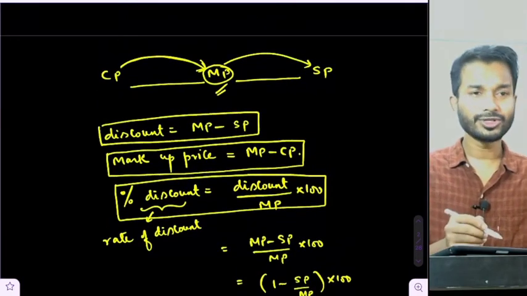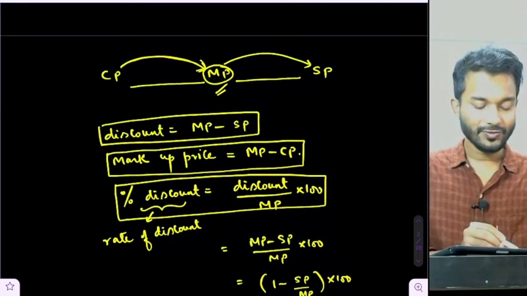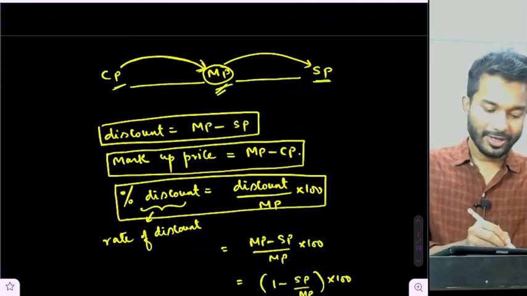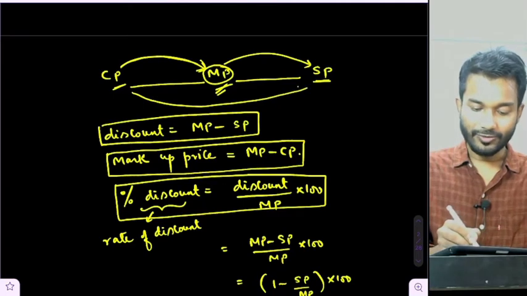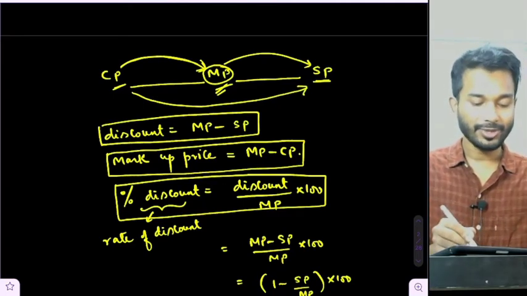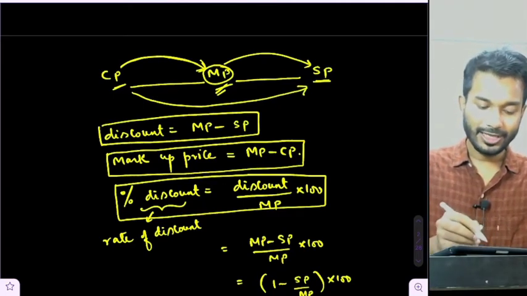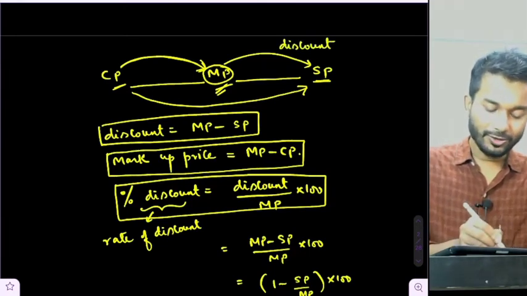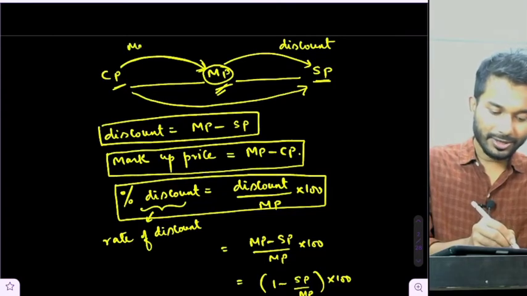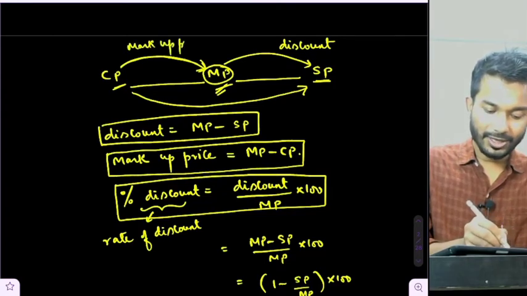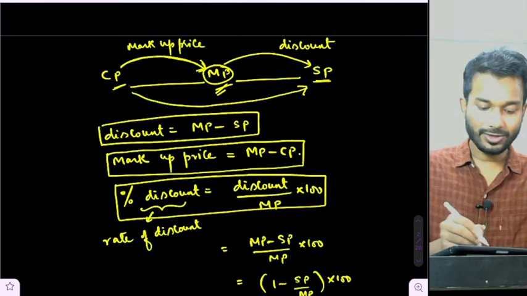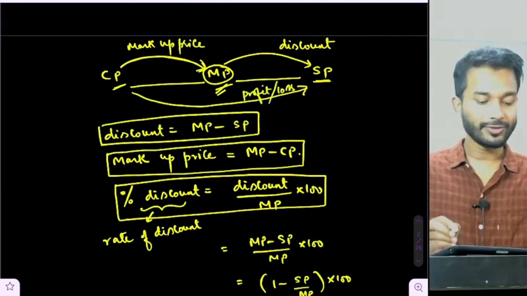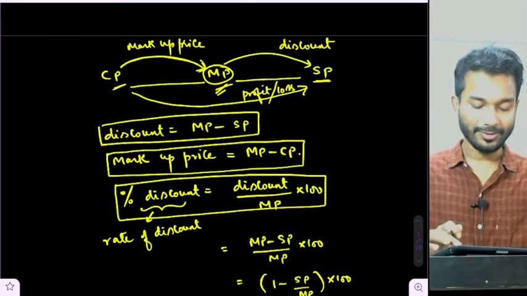Another thing, whenever a question on discount is given, you can write in this format: cost price, mark price, and then selling price. Profit and loss is from cost price to selling price. Mark price to selling price is for discount. Cost price to mark price is for markup price. And cost price to selling price is for profit and loss.